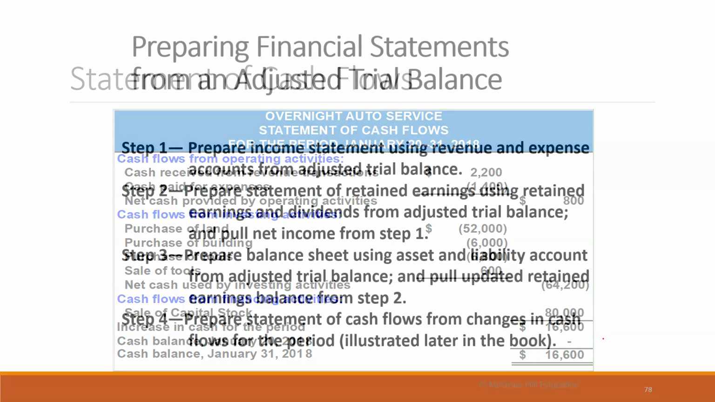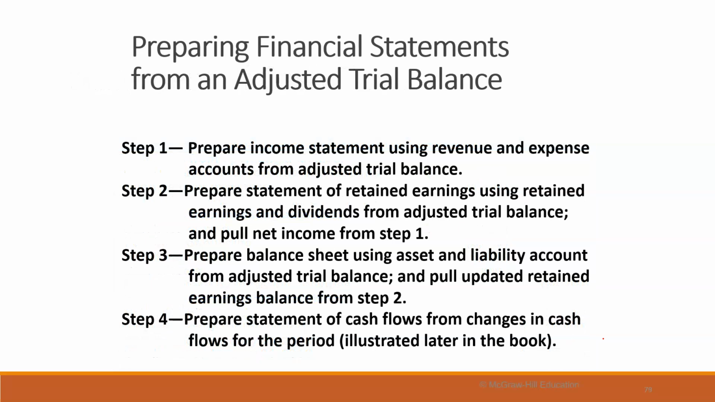Okay. We start with an adjusted trial balance, where after our adjusting entries, we list everything in our trial balance, and then we prepare the income statement. The income statement is always prepared first because we need information from the income statement to prepare the other financial statements. So you prepare the income statement first.